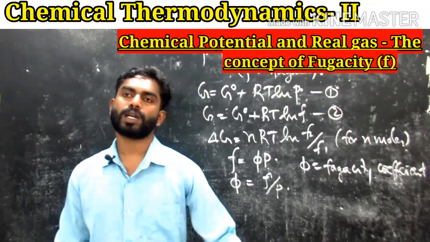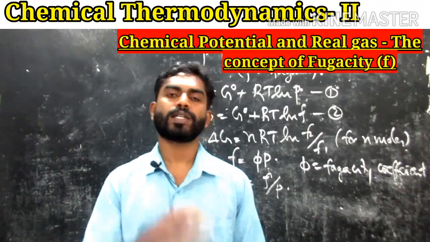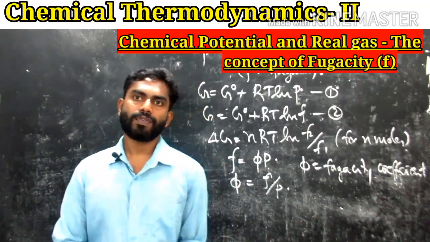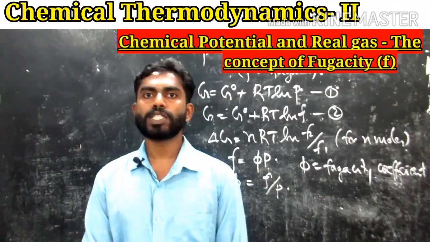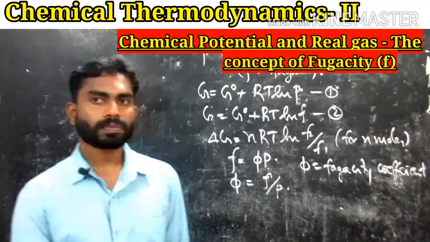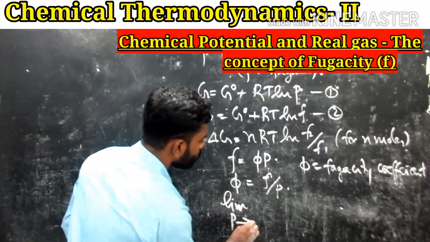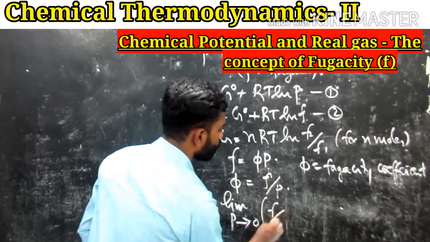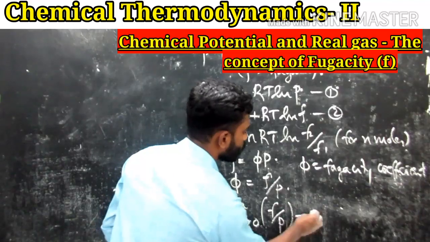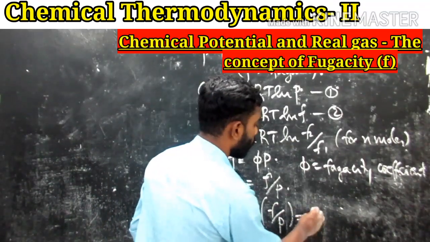So at low pressure, the real gas comes to ideal behavior. So F tends to P. The definition of fugacity for a real gas is then completed by setting the limit condition: as P tends to 0, F by P is equal to 1.